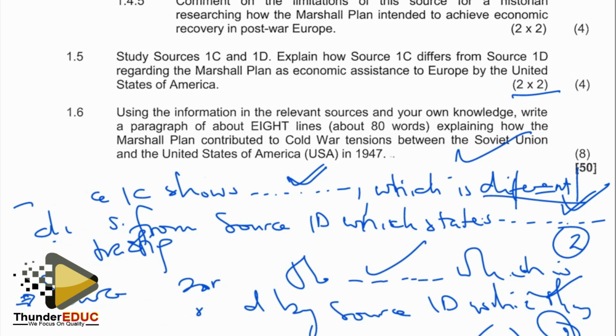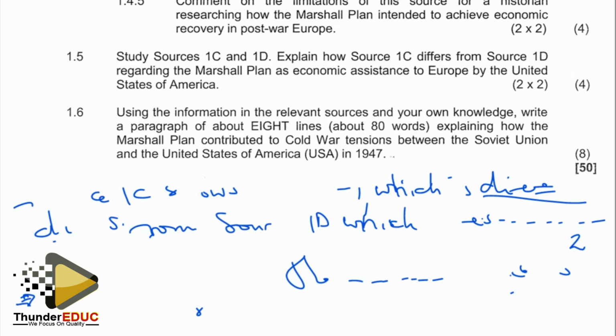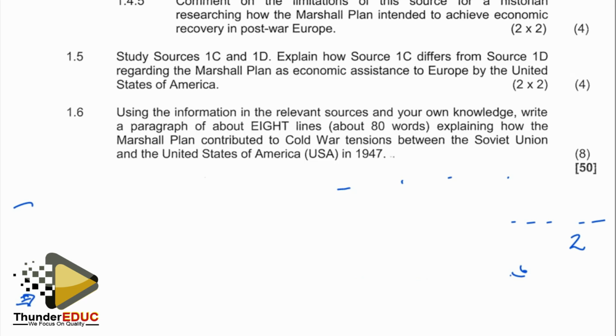So let's quickly go to the responses. The possible responses that you can give to that question is the first difference. We can say source 1C shows the Marshall Plan as the new light in the West, which differs from source 1D, which says the Marshall Plan was an intervention in the internal affairs of European countries and giving them direction. So you are seeing how those two are different.